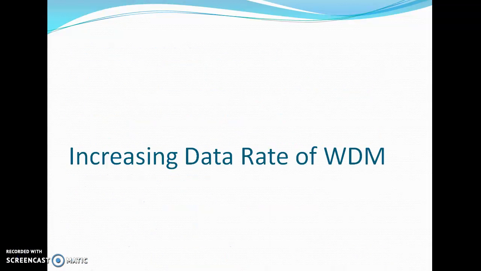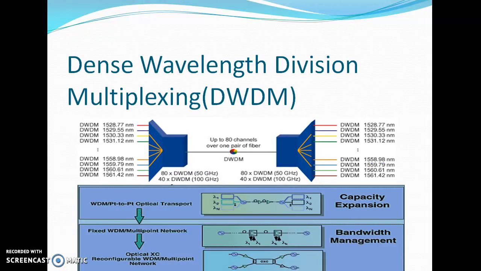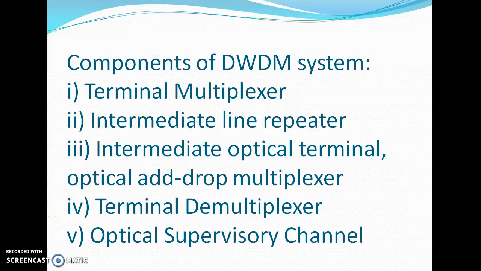Now we'll have a look at how to increase the data rate of WDM. One of the ways that we can increase the data rate of WDM is by dense wavelength division multiplexing. Using this technique, we are able to increase or multiplex up to 80 channels over one pair of fiber. As we can see, WDM has evolved from point-to-point optical transport to fixed multi-point network. So this is easy to implement. Next, we are going to look at the components of a DWDM system.